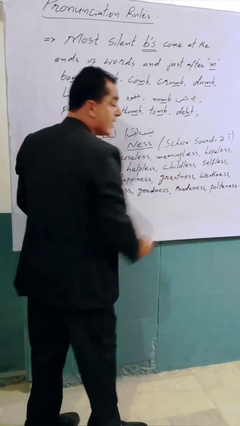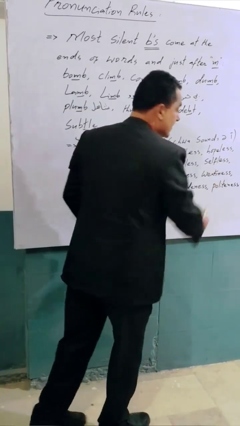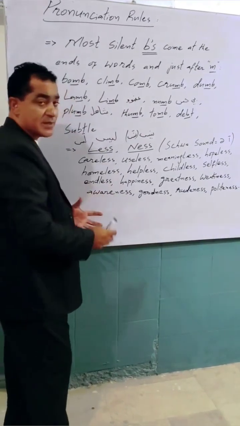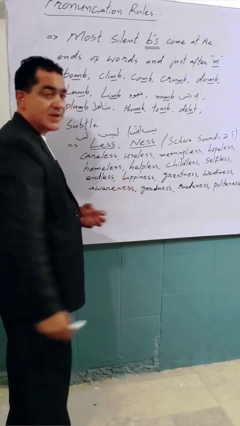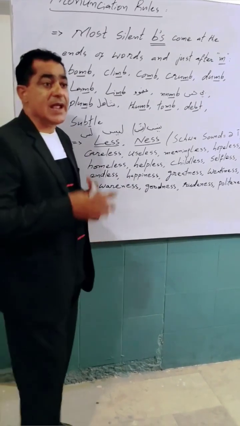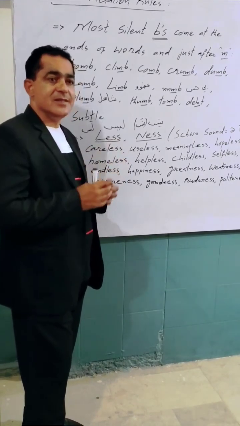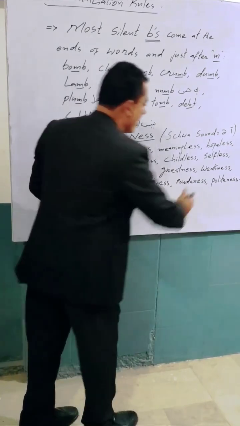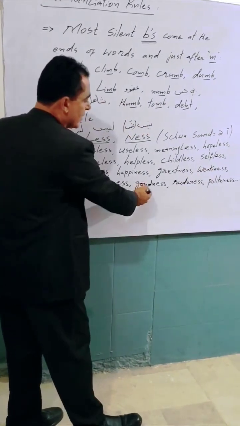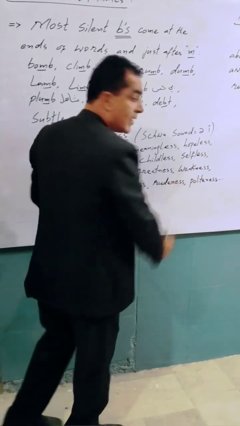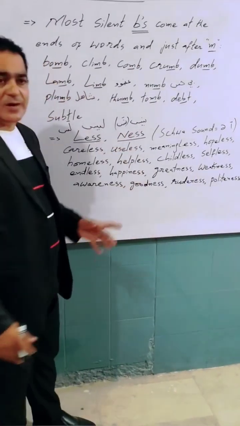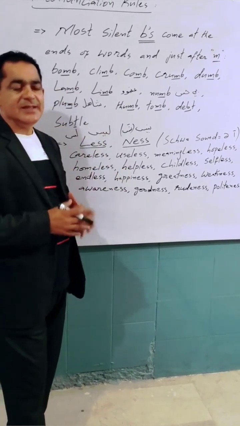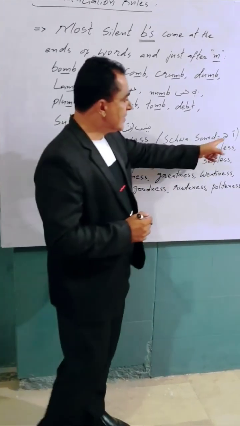childless, selfless, opposite of selfish, endless, and happiness, not happiness with the full vowel. This is not happiness. This is happiness. Greatness, weakness, awareness, goodness, rudeness, politeness. So these few words, when they are ending with these suffixes, they are pronounced like this.